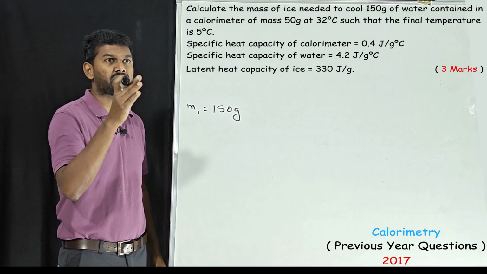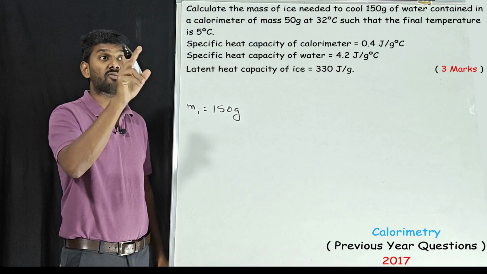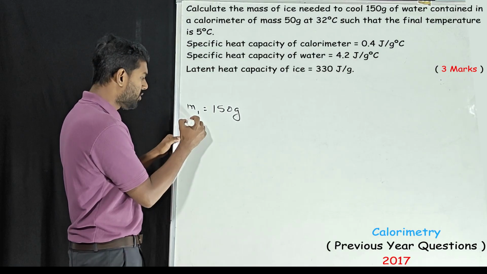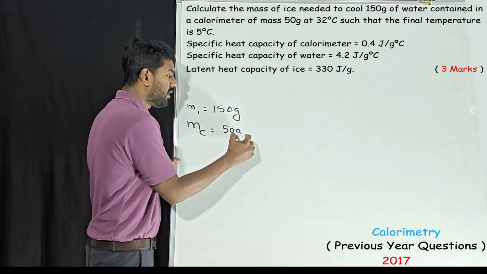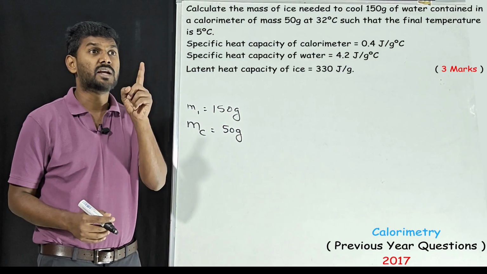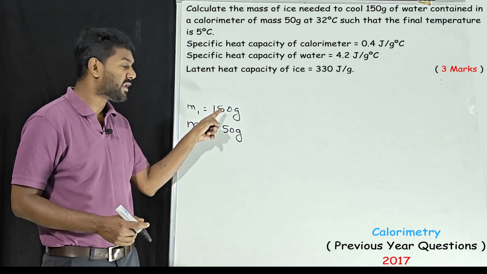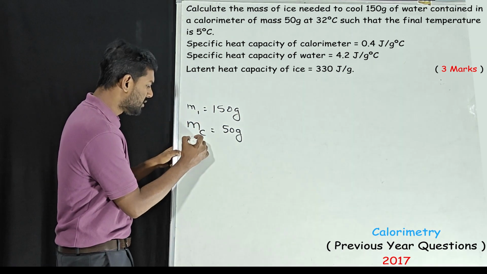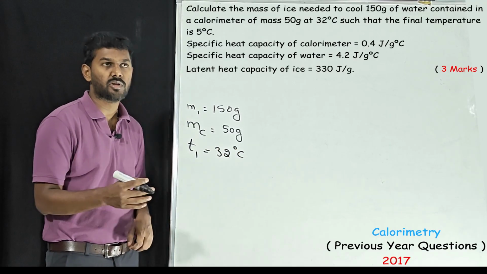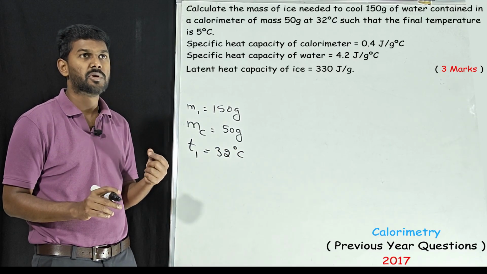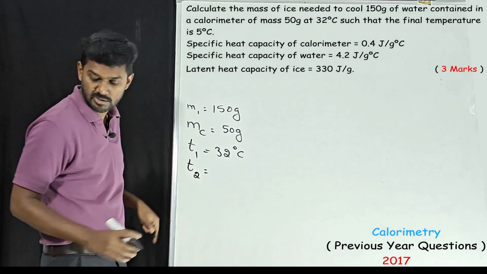See, 150 gram of water contained in a calorimeter of mass, the mass of what? Calorimeter. So MC, mass of calorimeter, is 50 gram. Then at 32 degrees Celsius, what is the present temperature of the calorimeter as well as the water? That is 32 degree Celsius. Now this is the present temperature, and the final temperature is, okay, that is the final temperature, not T2.